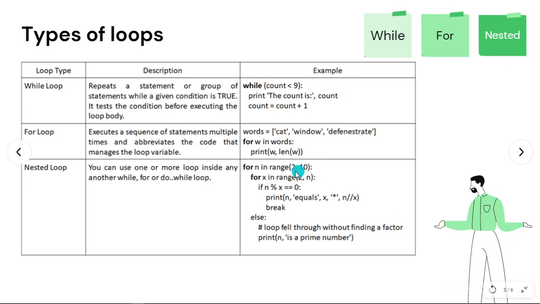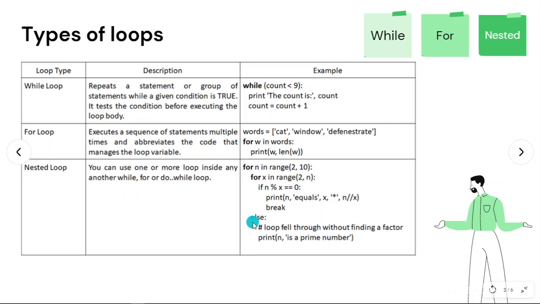So we are getting the numbers from 2 to 10 inside the variable n, and inside this for loop we have another for loop, that is for x in range of 2 comma n. So we have another for loop nested within this for loop, and we are getting x from the range of values 2 to n. And if n modulo x equals 0, then we simply print that n equals x, and then the break statement is there.